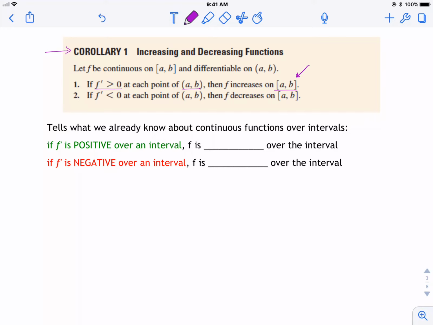It's just its definition, how they write it. If f prime's positive over an interval, f is increasing over that interval. If f prime is less than 0, or what you might say is if f prime's negative over a specific interval, then f, the function itself, is decreasing over that interval.